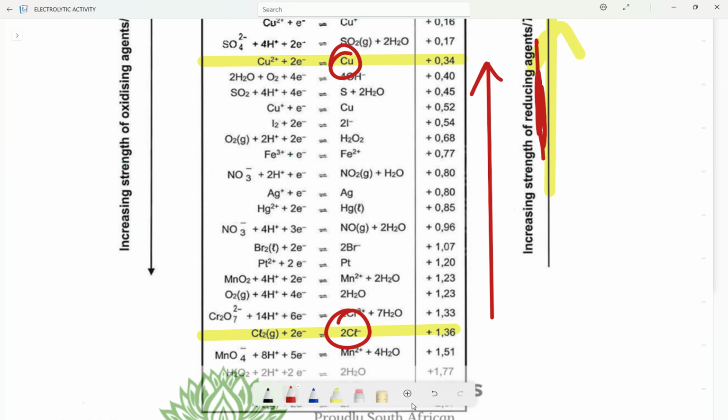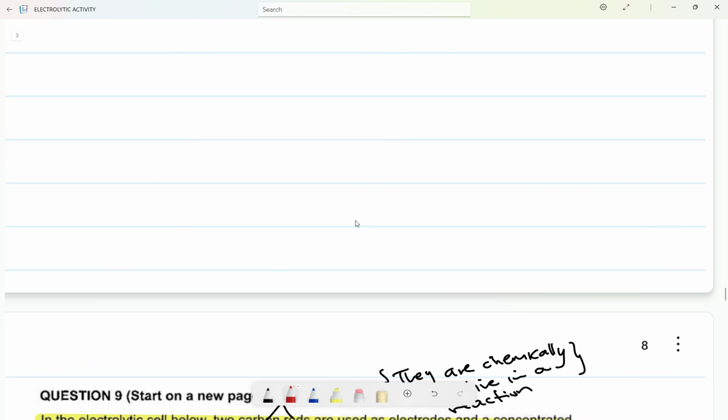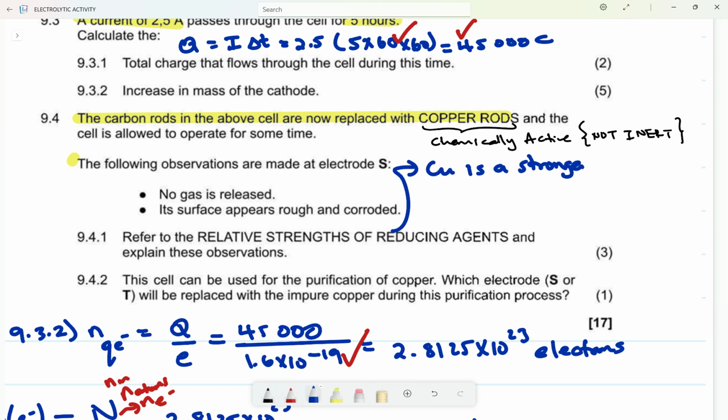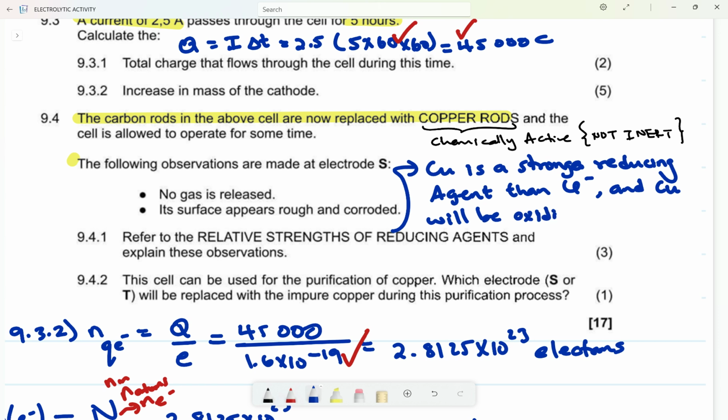So let me answer the question here. I'm going to say copper is a stronger reducing agent than Cl minus, and Cu will be the one that will be oxidized. You can say oxidized to Cu2 plus if you want to.